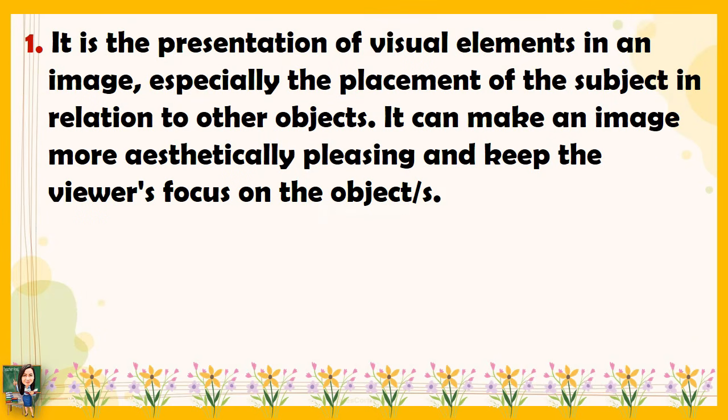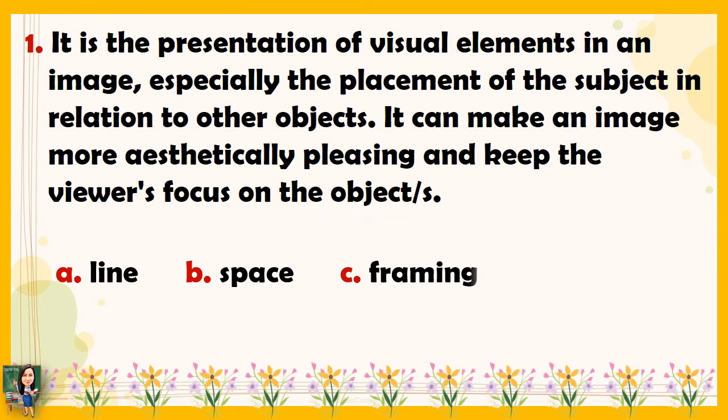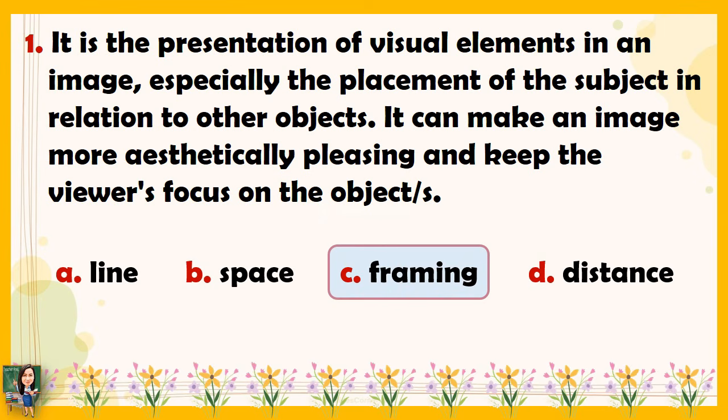Number 1. It is the presentation of visual elements in an image, especially the placement of the subject in relation to other objects. It can make an image more aesthetically pleasing and keep the viewer's focus on the objects. A. Line. B. Space. C. Framing. D. Distance. What is the correct answer? Very good. The correct answer is letter C.